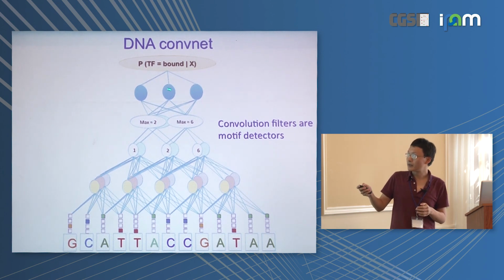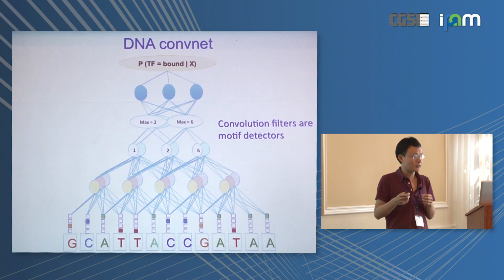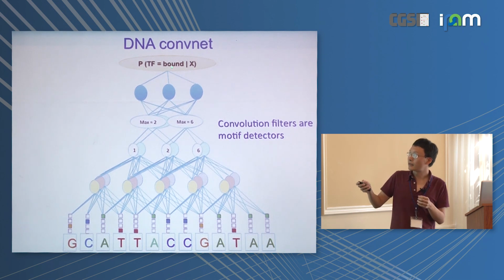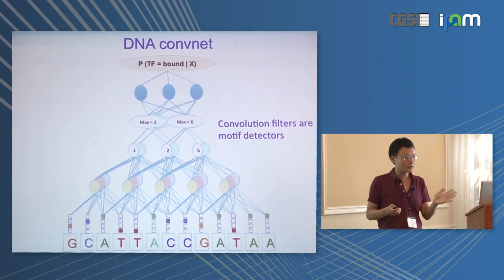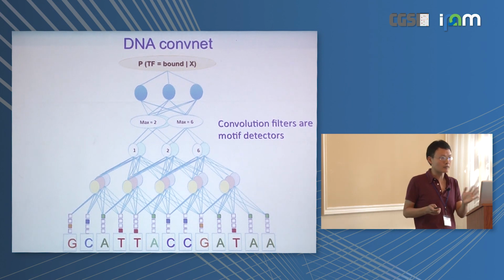Then there are some additional linear combinations of those outputs, and you can iterate this. In the end, the prediction I want to make is the probability that, for this particular sequence, there's a protein or transcription factor binding to it. So conceptually, the model is very similar to what we saw before with the images.